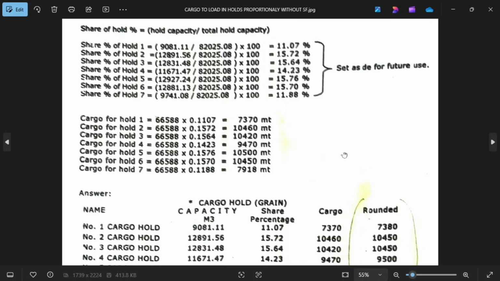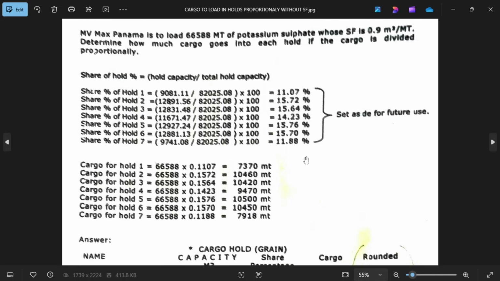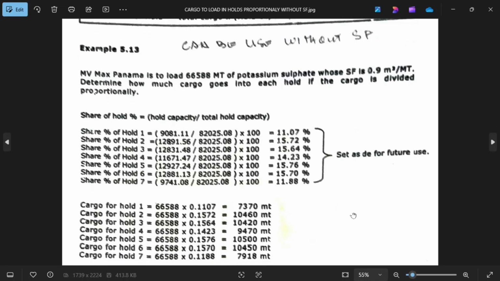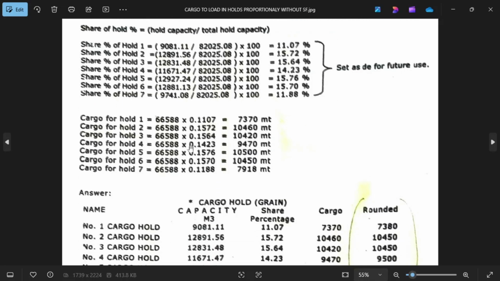So this is the percentage loading without using the stowage factor. We are loading without using the stowage factor. The other one, we will use the stowage factor.